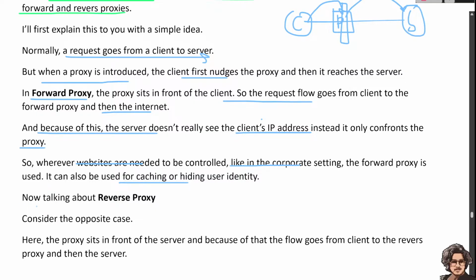Now we talk about another thing, the reverse proxy. So what is a reverse proxy?